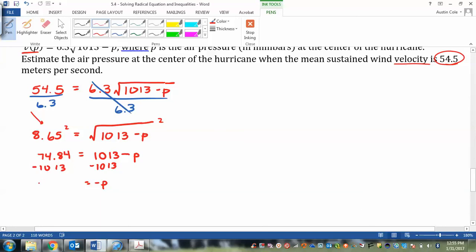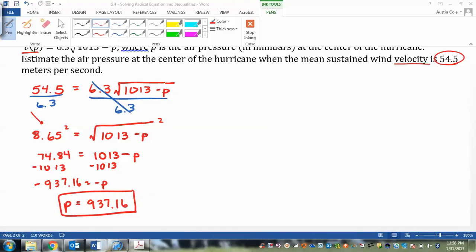Help me out there. What do we get? Negative 0.16. So that means P, which is our air pressure in millibars, is 937.16. So we don't get 937, we get 938. So this should be negative 938, and then when we flip our sign to get P, it should become positive there.